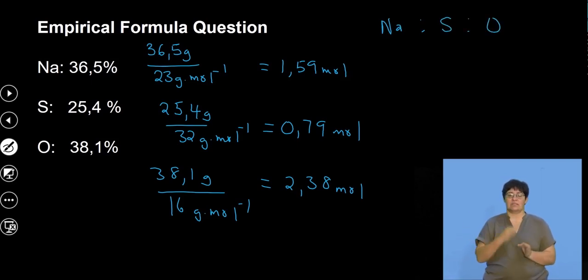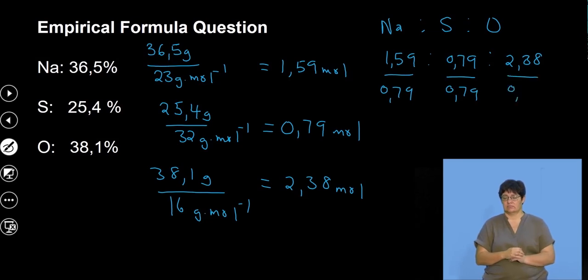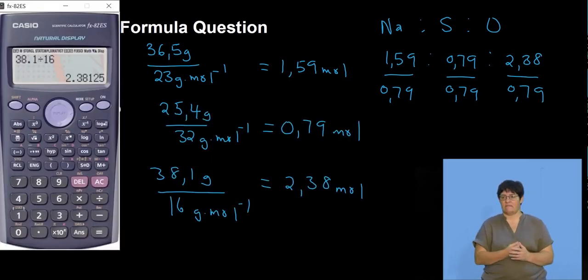Now, if we are to express the ratio in terms of sodium is to sulfur is to oxygen, and we want to simplify the mole ratio, we have got 1.59 is to 0.79 is to 2.38. So now we want to simplify this because we want to get the empirical formula. So we'll divide by 0.79 throughout. 0.79 divided by 0.79 gives us a 1.